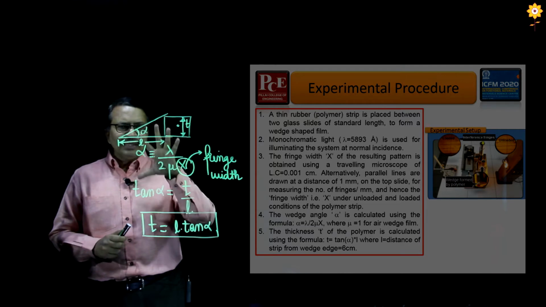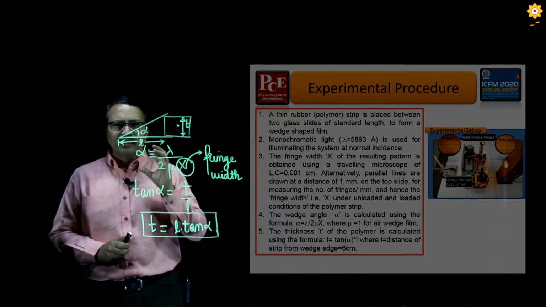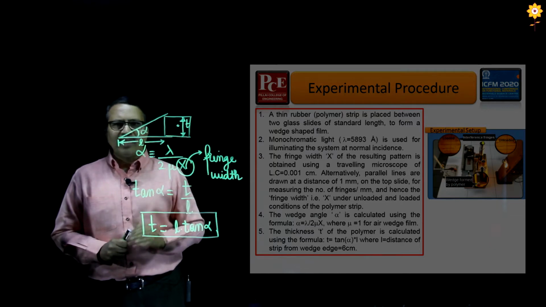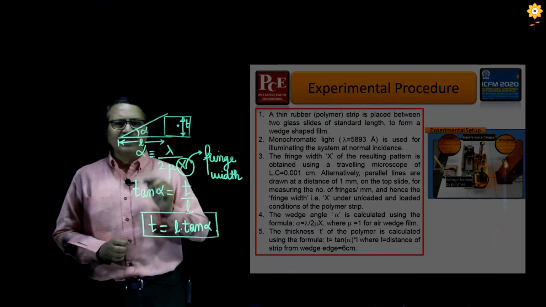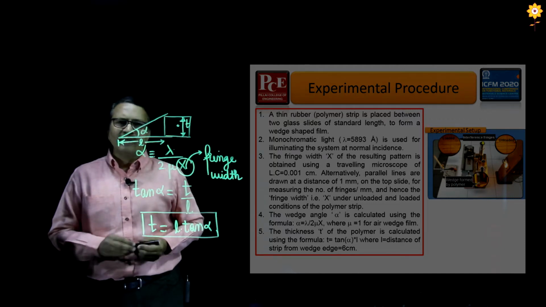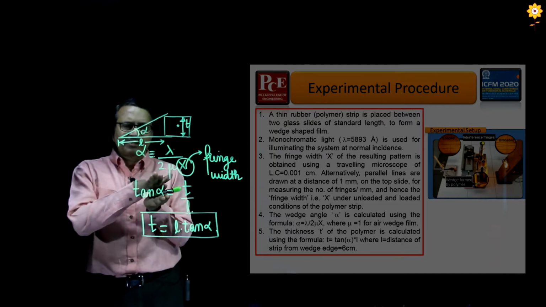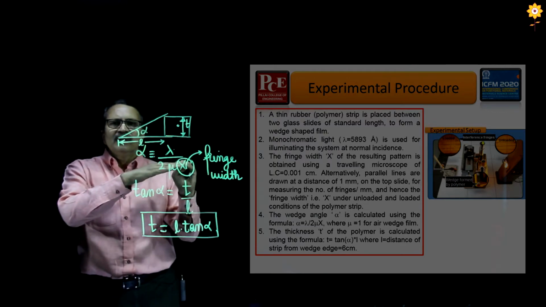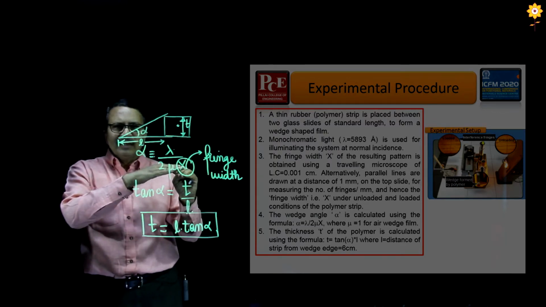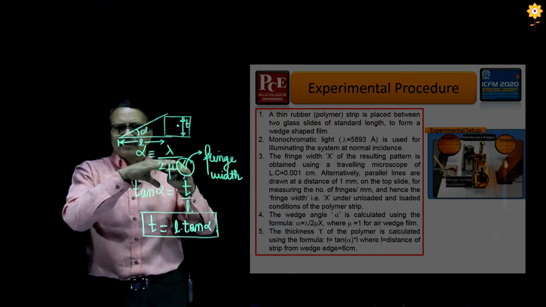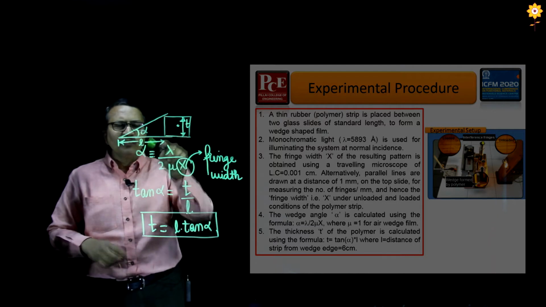So using this particular basic light interferometer, we simply constructed this in our lab, and the lambda that we used is nothing but the sodium light, that is 5893 angstroms, and we are simply using two glass plates placed one above the other, and we are introducing the polymer, that is, in this particular case, the hand glove material, in between these two in order to create this wedge.